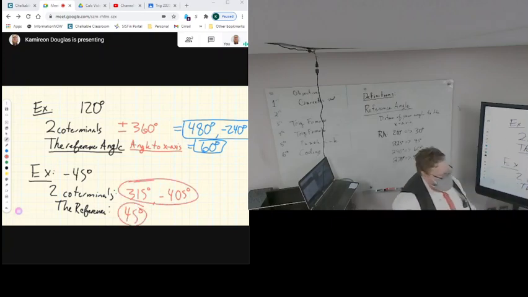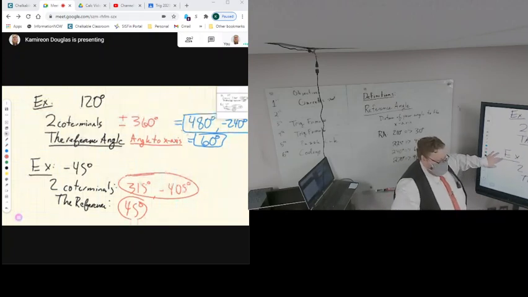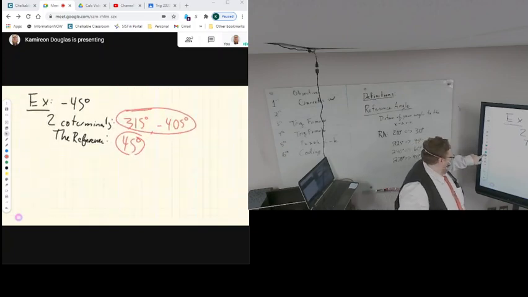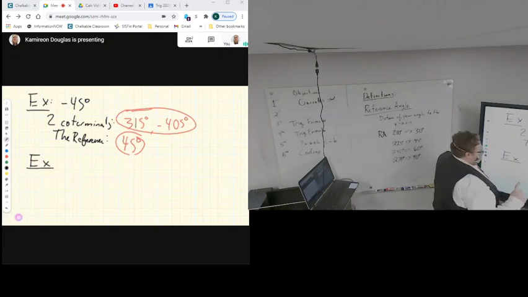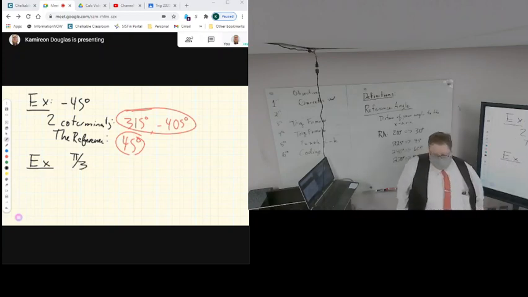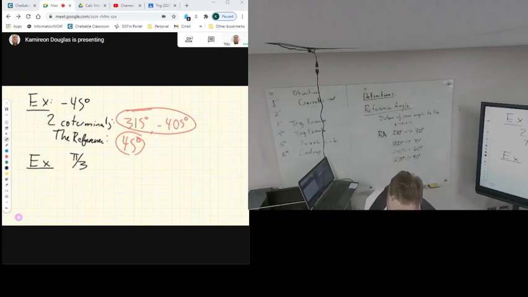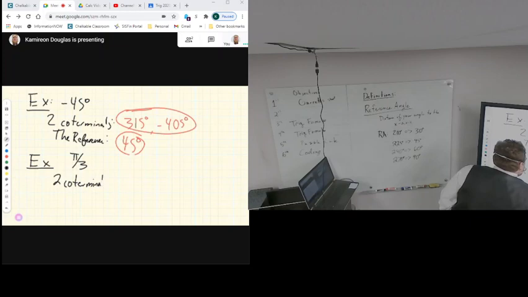All right, I said one more. I lied. We're going to do one more because there's one thing we haven't done yet. Radians. Please don't. Is there seriously going to be one of these? I would never. There's probably going to be two, like two and two. What is it? 5 pi over 3. Two coterminals. And the reference angle.